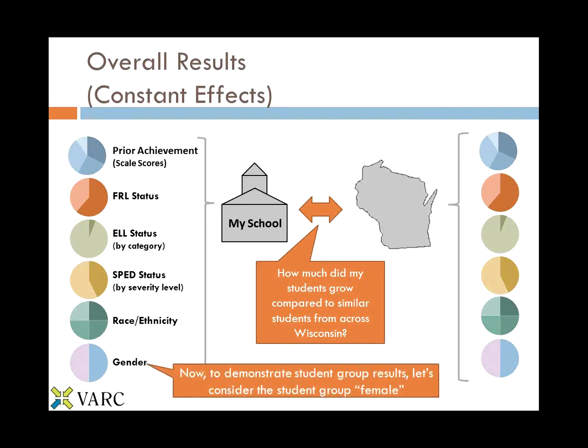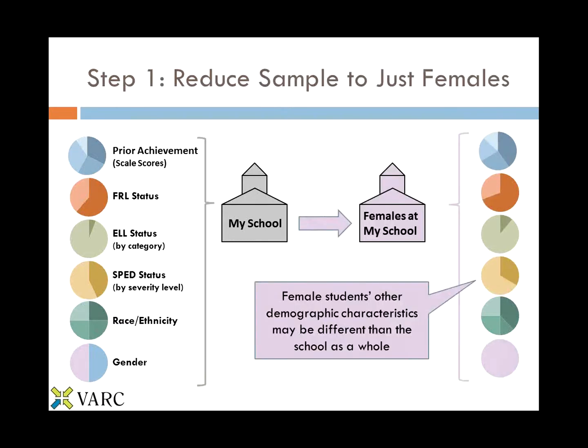The new part is we're going to use differential effects, this student group report, and we're going to demonstrate how that happens with female students, for example. So I just picked this one. It's the same way across all these others. I used gender, female, as our example. The first thing that we're going to do is reduce our sample of students to just the females at this school. So you'll notice that this last pie chart is just all pink now, and I picked pink because that's easy to link up in our minds as girls.